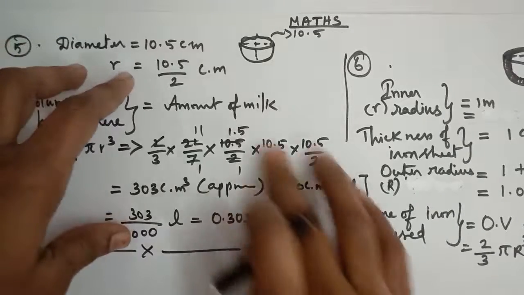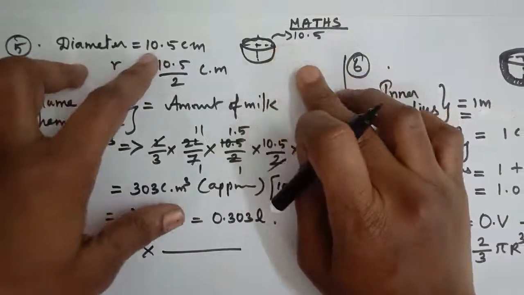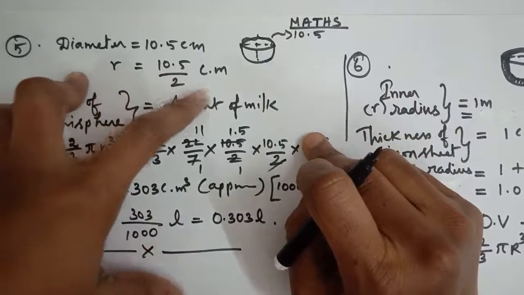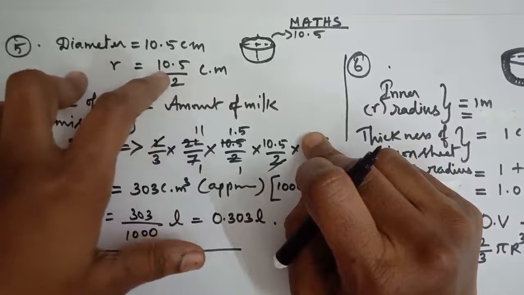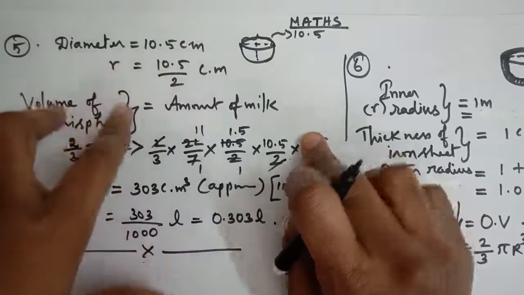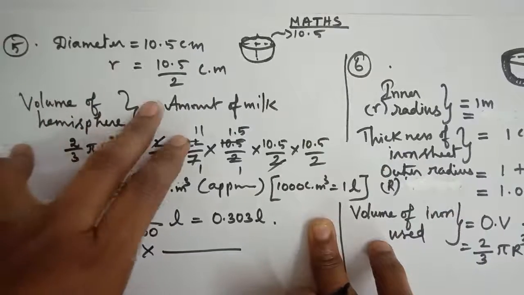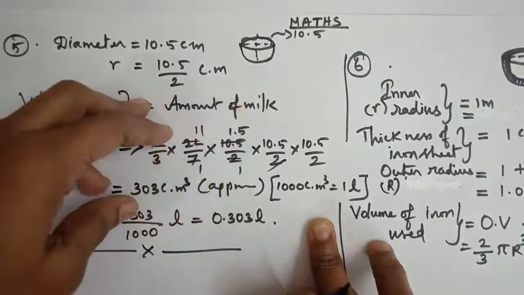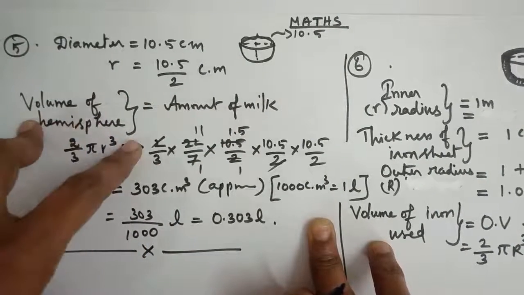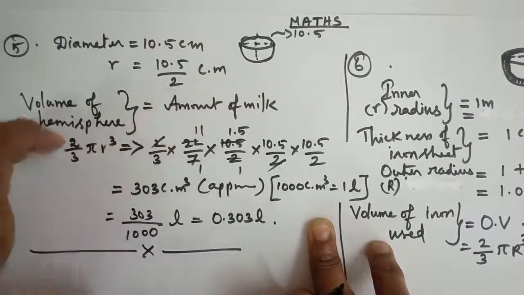Here the diameter is given. Diameter is equal to 10.5 centimeter, then radius is 10.5 by 2 centimeter. You can write 10.5 by 2 centimeter, otherwise 5.25 centimeter, both are right, no problem. The volume of the hemisphere is equal to the amount of milk. Here we have to find the amount of milk, so the volume of hemisphere is equal to the amount of milk.